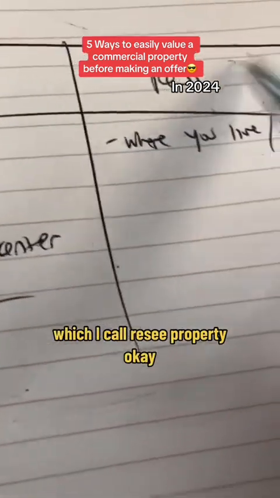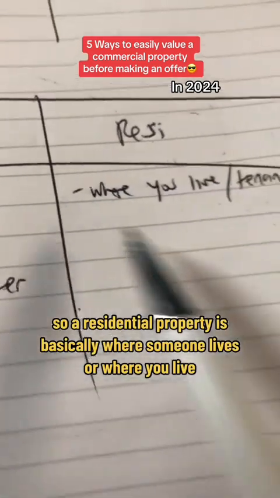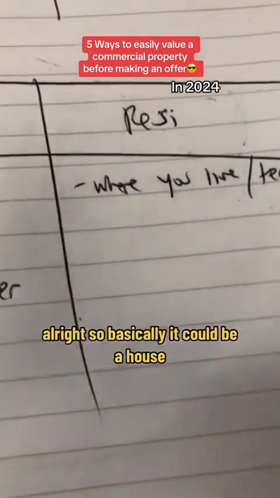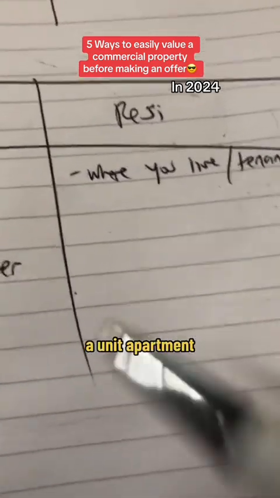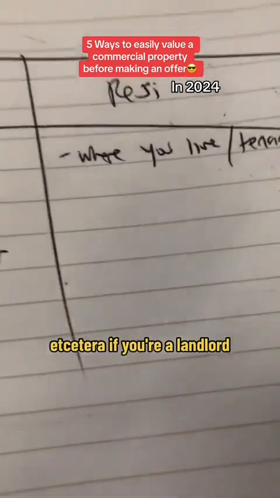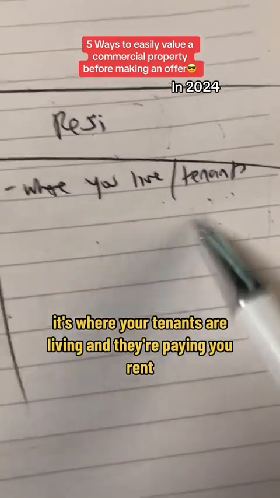which I call resi property, okay? So a residential property is basically where someone lives, or where you live, all right? It could be a house, a unit, an apartment, townhouse, villa, etc. If you're a landlord, it's where your tenants are living and they're paying you rent.